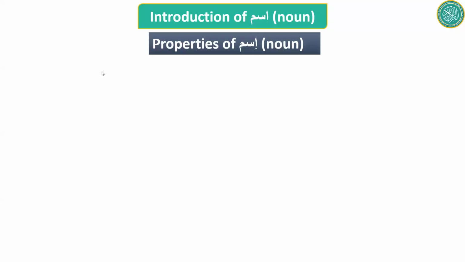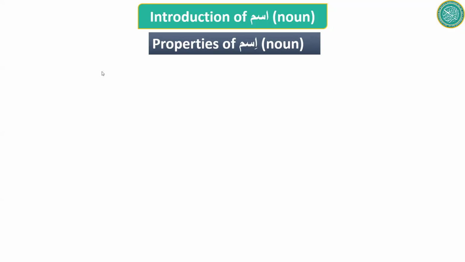I was going to ask Umar Suhail, name the properties. What are the properties, Umar? There are 4 properties of ism, noun, which are the Arabic terms. What are they called in English? We are going to use English terms here: status, number, gender, and type.